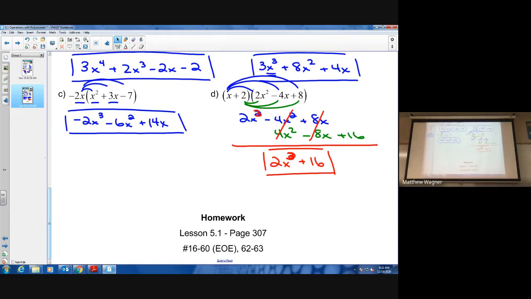Homework's on the bottom. It's also listed on the weekly planning guide. Please keep in mind as we move forward throughout the year, EOE, when it's listed on your homework assignment, means every other even, or you should be doing multiples of 4. So 16, 20, 24, 28, 32, etc. We're going to use that acronym to shorten things up a little bit for you on some of these assignments. So please just keep in mind, EOE means every other even.